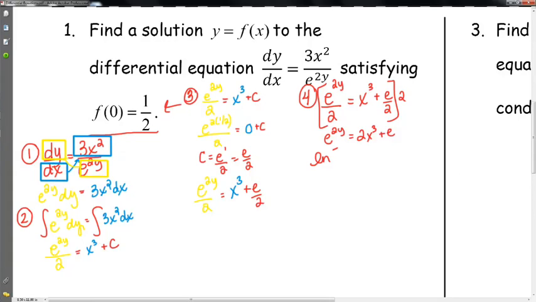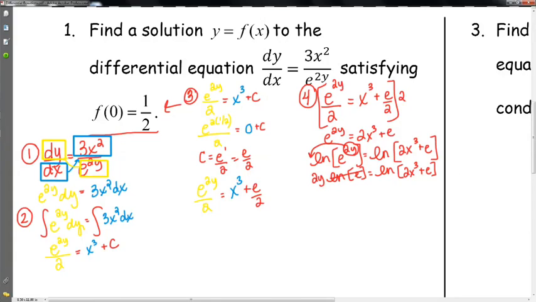So we have the ln of e to the 2y is equal to ln of 2x to the third plus e. Anytime I have an e raised to an exponent, I can move that exponent to the front. That's part of our log rules. So I have 2y ln of e is equal to, and we can just leave the right hand side, ln of 2x to the third plus e, as it is.